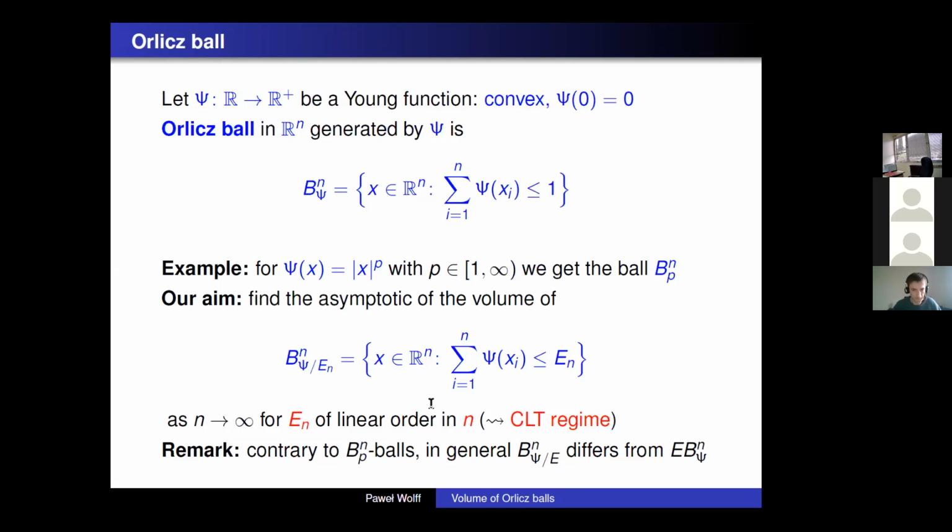in Rn, where En is the level set that we are dealing with. So we will be interested in the volume of such a convex body as the dimension goes to infinity, and this level En will be of linear order in n, just to reveal what will happen, and this will actually correspond both conceptually and in the method of the proof to the central limit theorem regime.